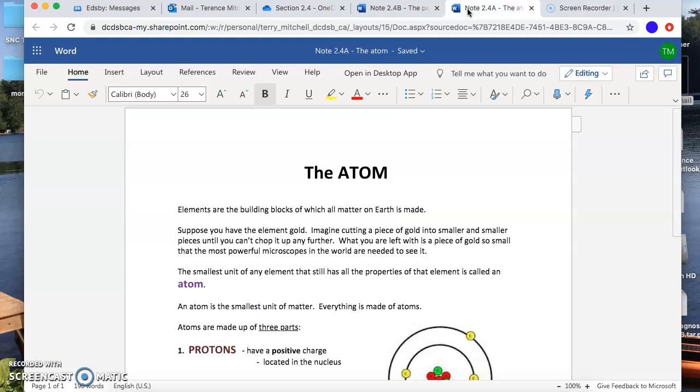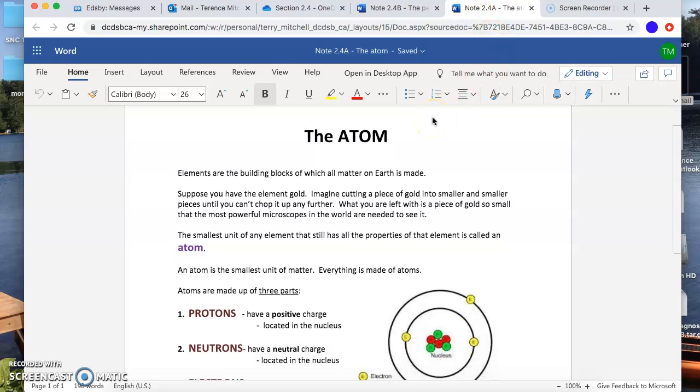All right, hey everyone. We are back with another science lesson. Today we're going to do a couple notes here and a worksheet that goes with them. So today we're going to look at the atom.